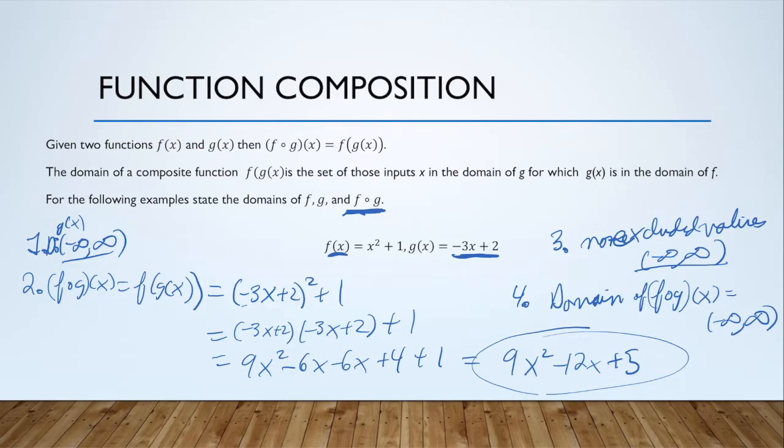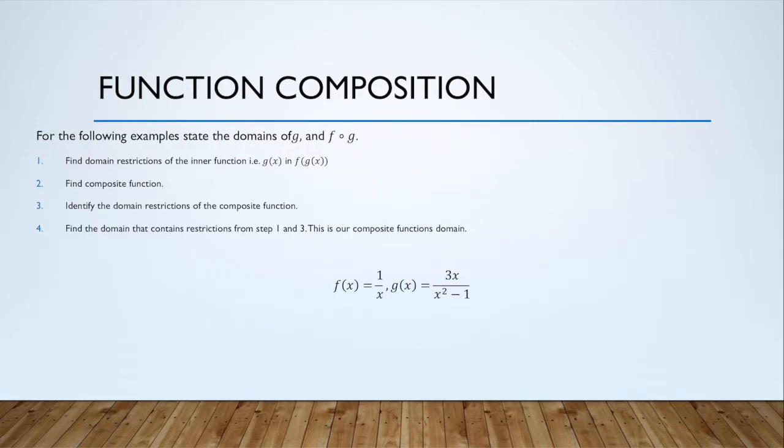Now that's not always going to be the case. Let's look through another example. And in this case, I gave us our steps. So step 1, what we want to do here, I've got f of x is 1 over x, and g of x is 3x over x squared minus 1. And I want to find any restrictions on my domain of g of x.